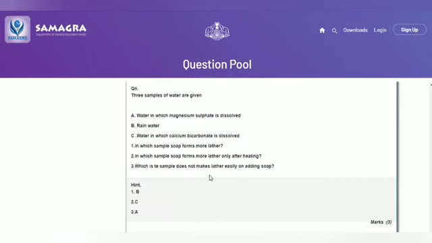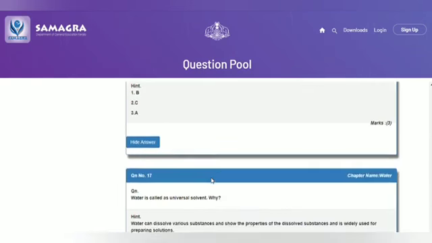3 samples of water are given. In which sample does soap form more lather? Rainwater. In which sample does soap form more lather only after heating? Water in which calcium bicarbonate is dissolved. Then which test sample does not make lather easily on adding soap? Water in which magnesium sulfate is dissolved.